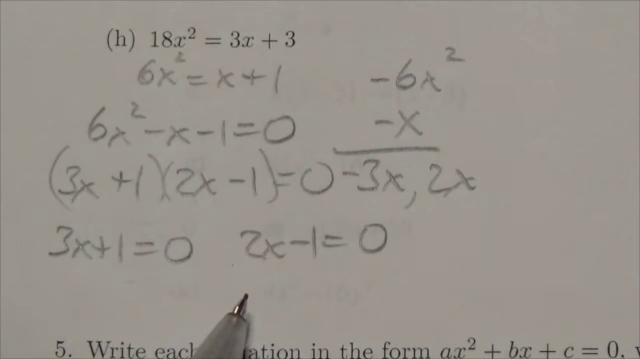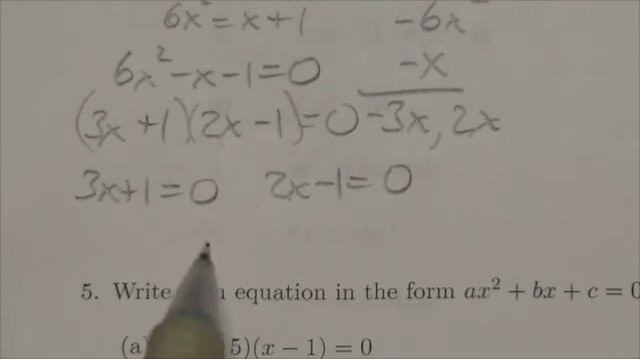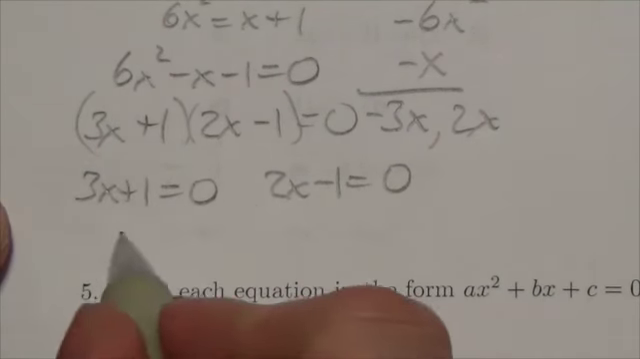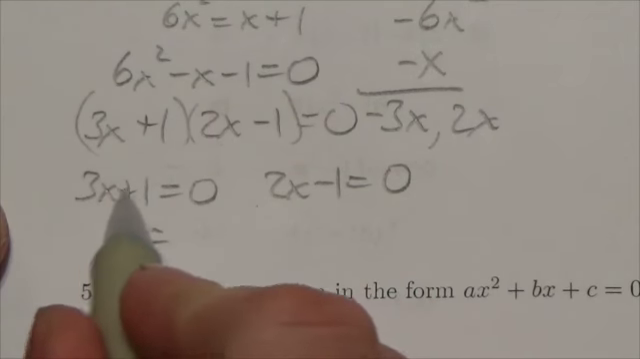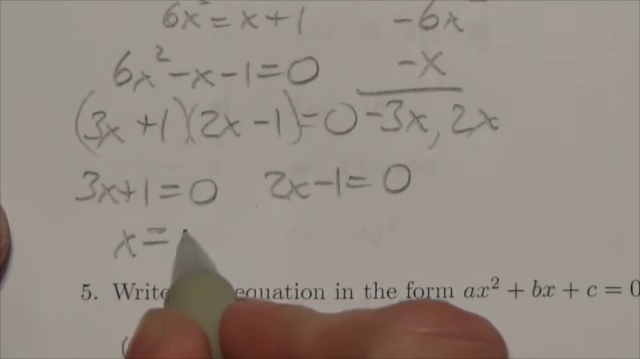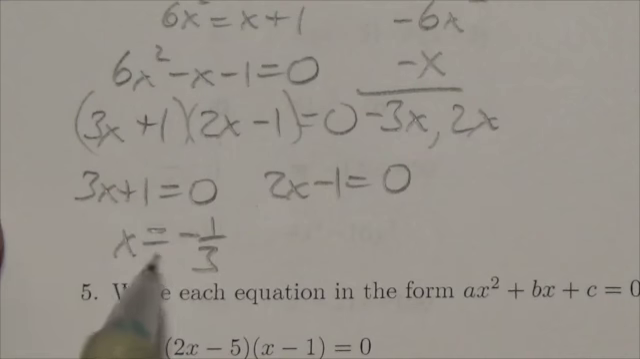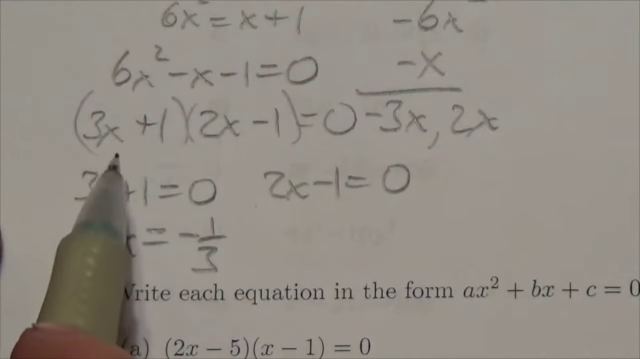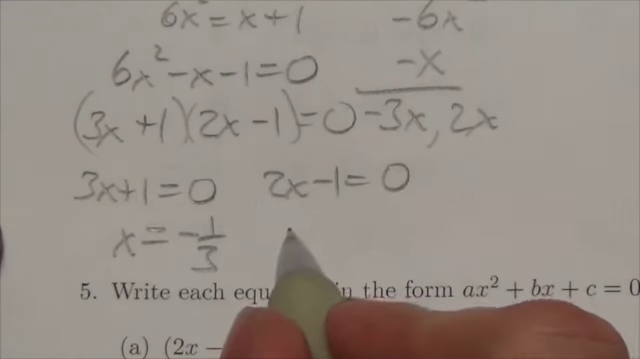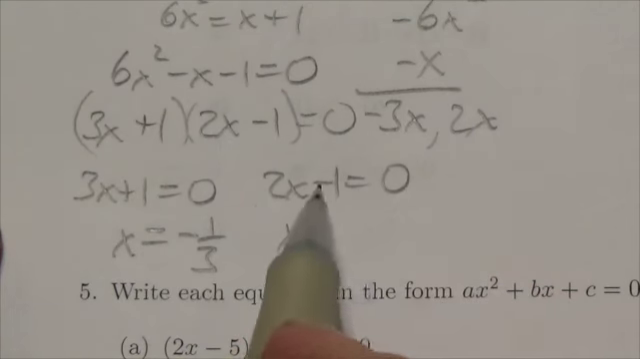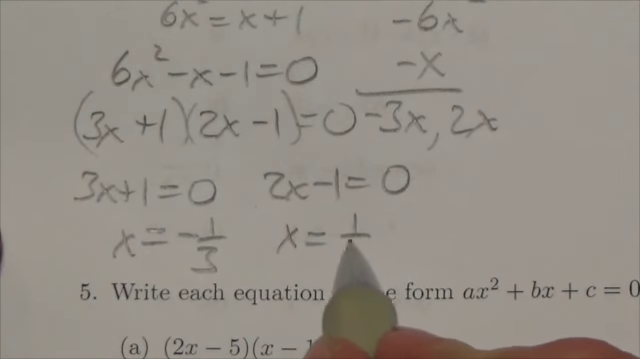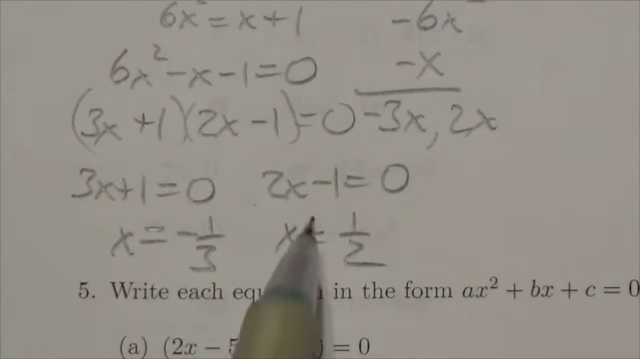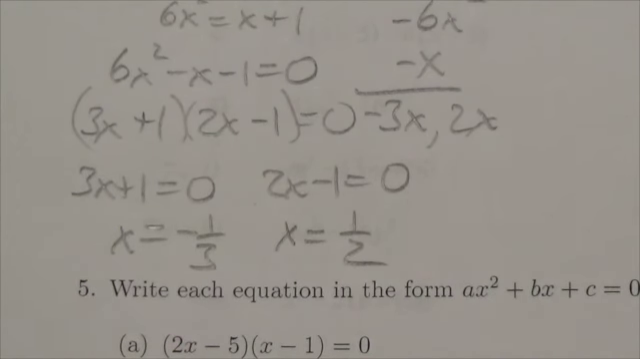So the first factor here goes to 0. Bring the 1 over, it becomes negative 1, divide by 3. So if x is equal to negative 1/3, then that first factor goes to 0, and the whole thing goes to 0. For my second factor, bring the 1 over, divide by 2. If x is equal to 1/2, then that second factor goes to 0, which causes the whole thing to go to 0.